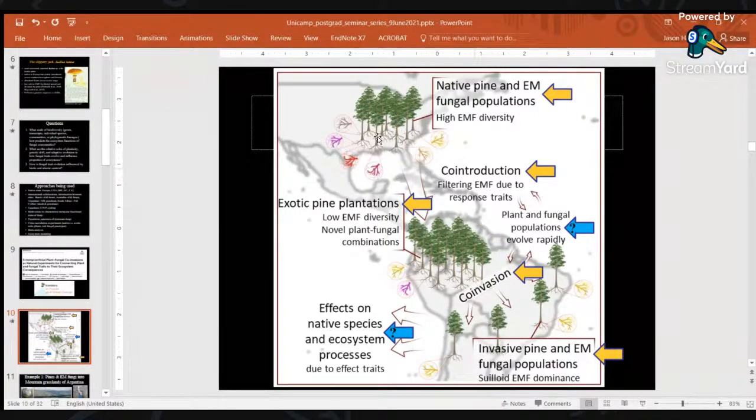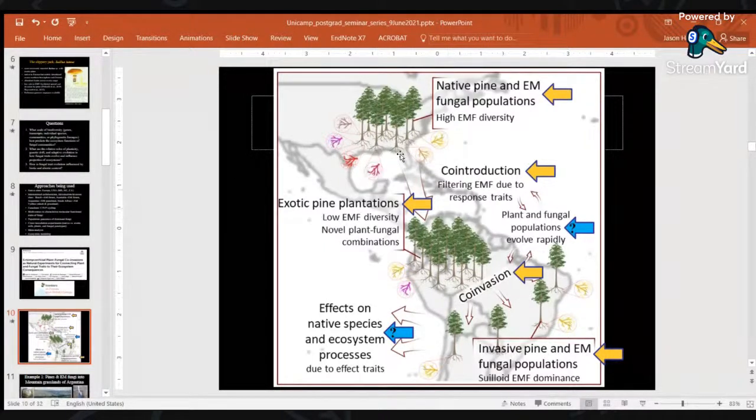And then what has happened over the course of hundreds of years, in fact, is the co-introduction of pines and ectomycorrhizal fungi into the Southern Hemisphere. Co-introduction became necessary because when plantations of pines were first attempted to be established in the Southern Hemisphere, it was found that they could not grow without ectomycorrhizal fungi, without soil and the microbes from those soils from the Northern Hemisphere, from their native populations. Eventually, successfully established were a host of exotic pine plantations.